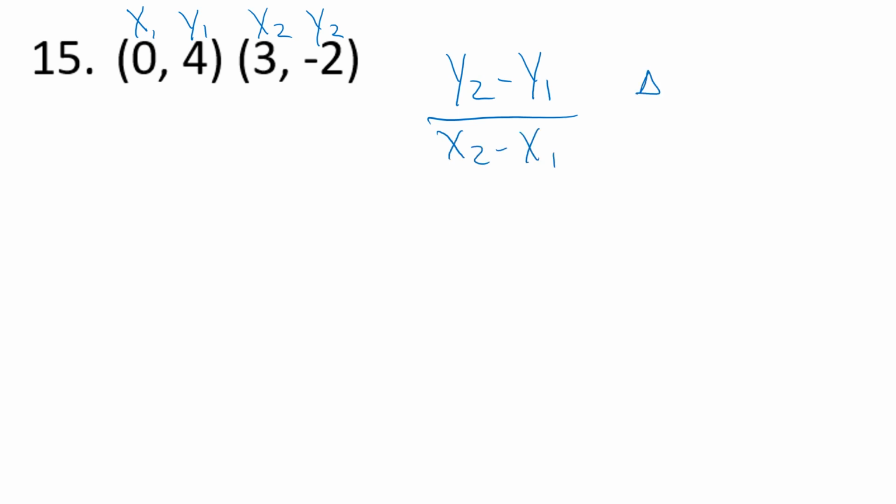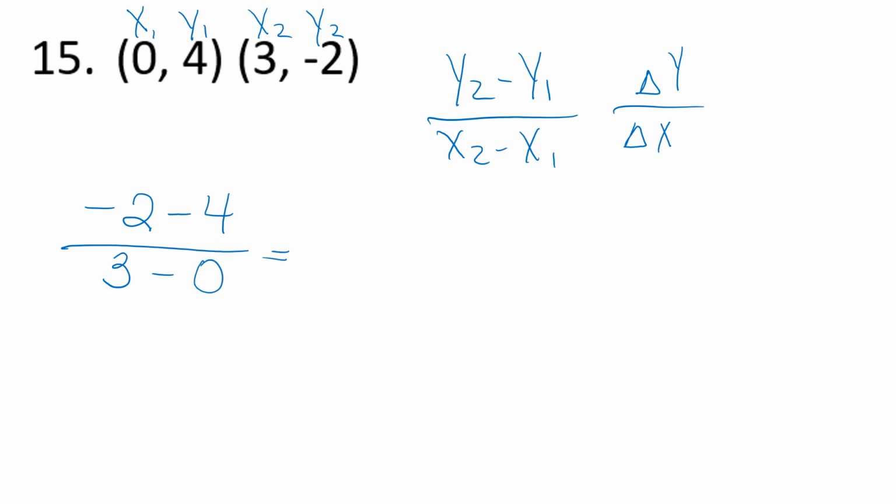Number 15, label your ordered pairs, X1, Y1, X2, Y2. Our slope formula is Y2 minus Y1 over X2 minus X1, because this is your change in the Y over the change in your X for the slope. My Y2 is negative 2 minus my Y1, which is 4. My X2 is 3 minus my X1, which is 0.